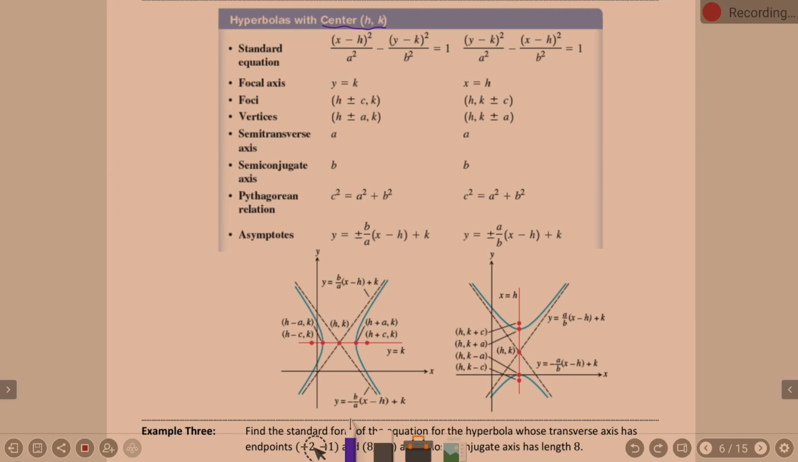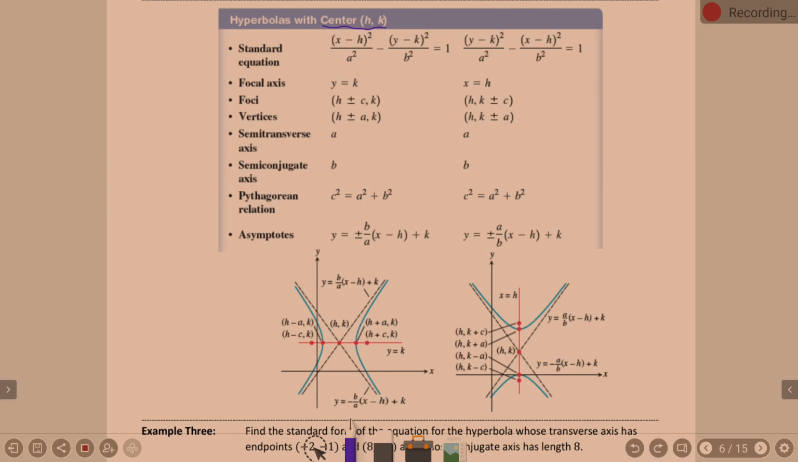When we have the y first, we're looking at a vertical axis, because remember, y's go vertical. And so you're going to have a hyperbola that opens up and down. Okay? Focal axis, foci, vertices, those all should seem familiar with what we've already done in relation to ellipses and our hyperbolas yesterday.